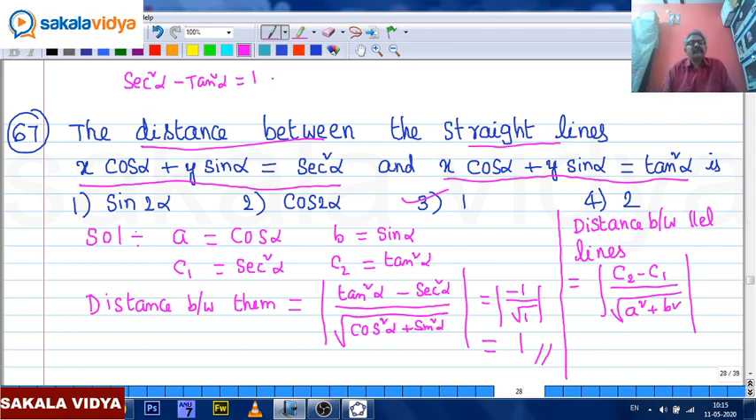So now this we can write, multiply with minus sign, you get tan square alpha minus secant square alpha is equal to minus 1. Understood now? That's why I replaced minus 1 here. Root 1 is 1. Mod of minus 1 is 1. 1 by 1 is 1.